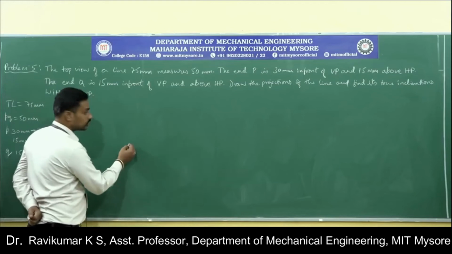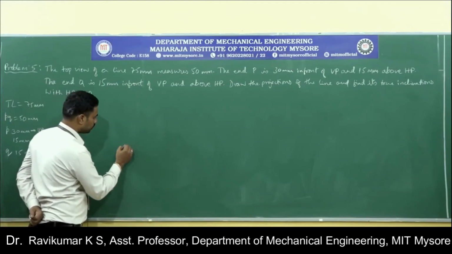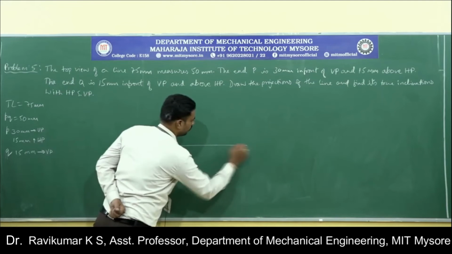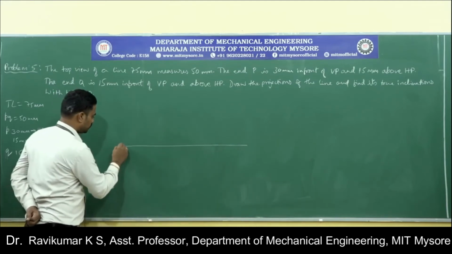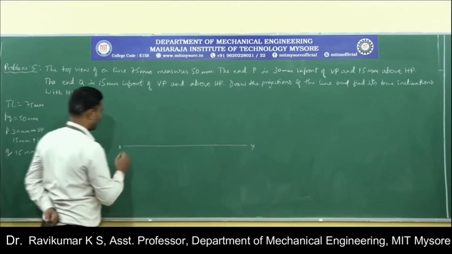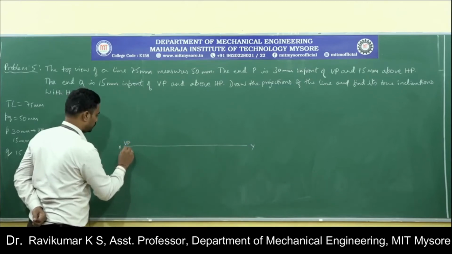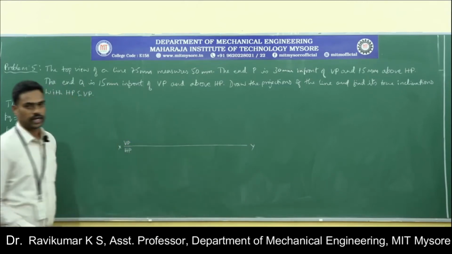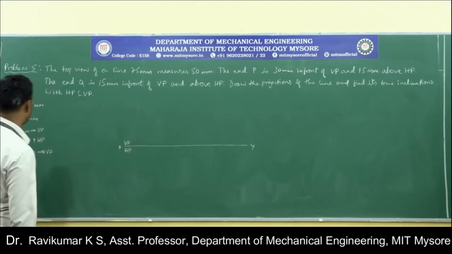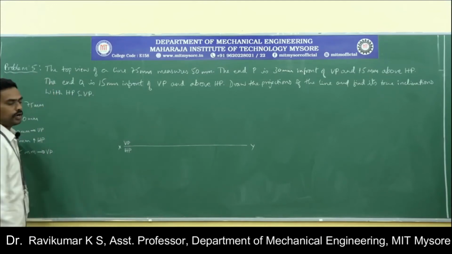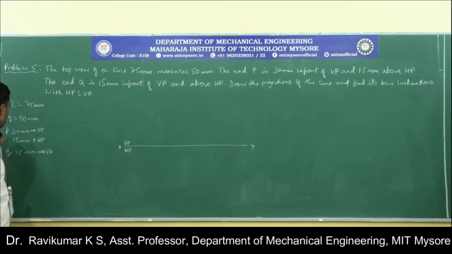First of all, we need to start with the XY line. Draw the XY line with smaller thickness. We need to write XY, then VP and HP. Now try to locate the points here. In this problem, the position of point P is given, 30 mm in front of VP and 15 mm above HP, and the position of point Q is given with respect to VP. With respect to HP, it is not given.